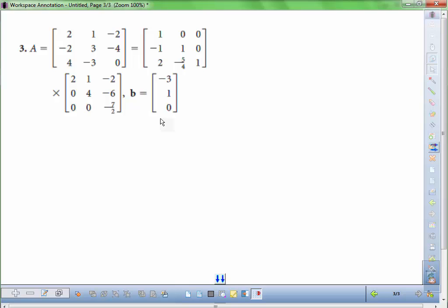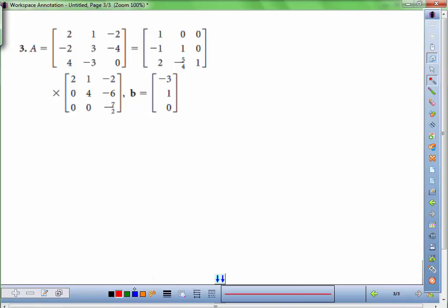So what they have here is a system Ax equals b, a system of linear equations, and what they want us to do is to use the LU factorization to solve for this instead of trying to solve for it directly. Let's use this factorization to see if we can simplify our work a little bit.